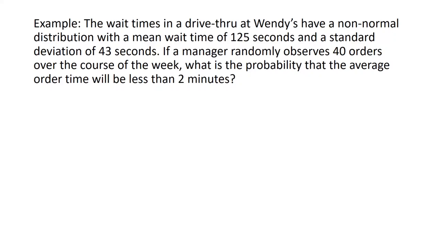You don't have to work with normal distributions. So like wait times at drive-thrus tend to have non-normal distributions. So let's say that at a particular restaurant their mean wait time is 125 seconds, and the standard deviation is 43 seconds. Let's say a manager randomly observes 40 orders. What's the probability that the average order time of those 40 orders will be less than 2 minutes?